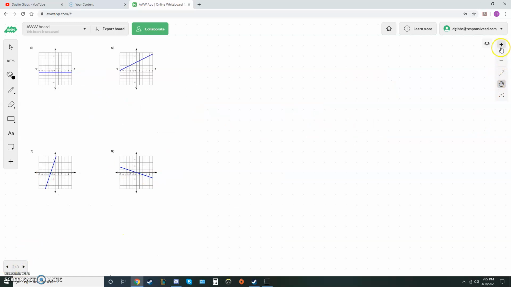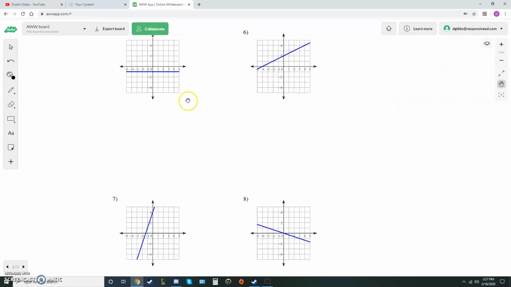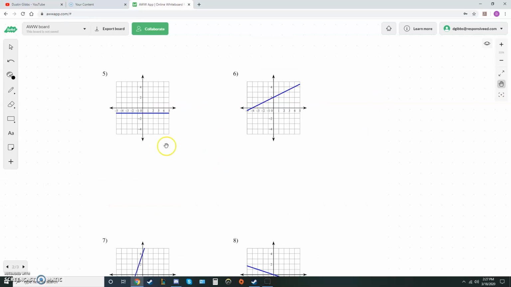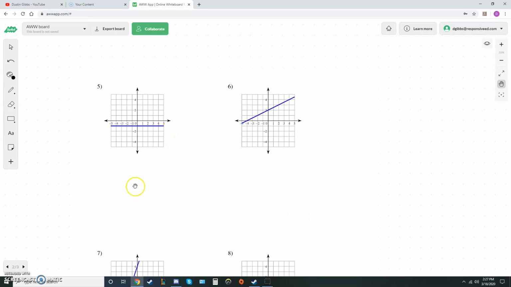Okay, so now here we're going to talk less about slope and more about the equation of the line. So please remember the formula, and I'll write it up here. It's y equals mx plus b. Please remember that b is your y-intercept. b is where the graph touches the y-axis. So if you follow this graph, there's your y-intercept.